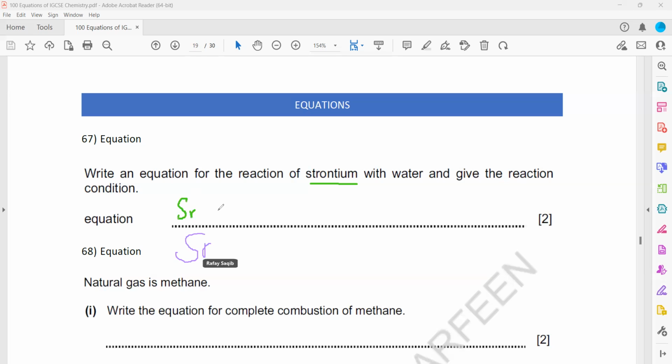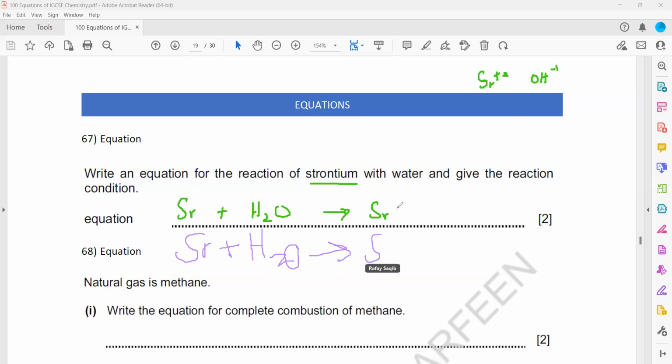Strontium metal, because it's a metal, we write as an atomic form, reacted with water, which is H2O. As a result, it will form strontium hydroxide. Strontium is a group 2 element, so strontium is +2 and hydroxide is valency -1. So strontium hydroxide will be Sr(OH)2 plus hydrogen gas, H2. And you have to balance the equation, you just put 2. So this equation is balanced in terms of all.